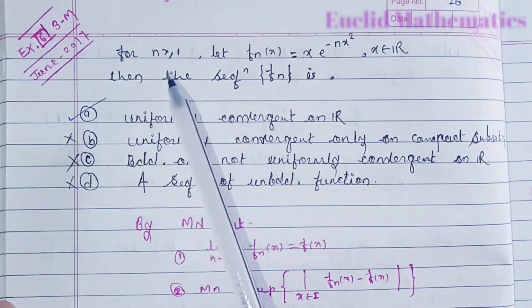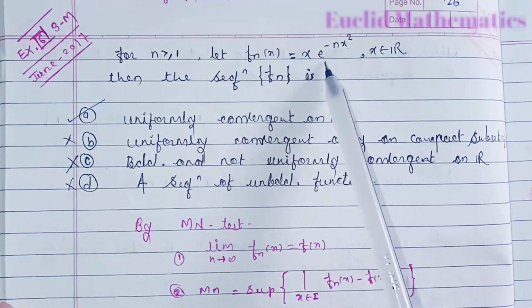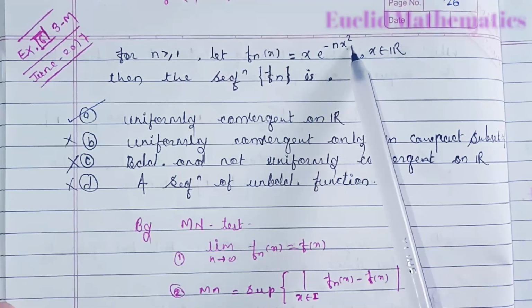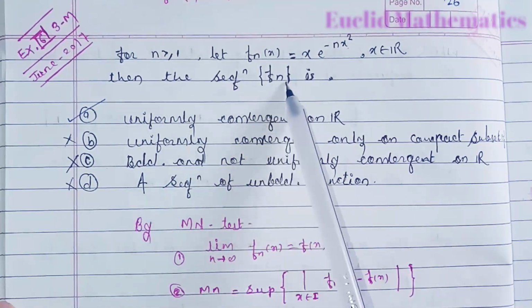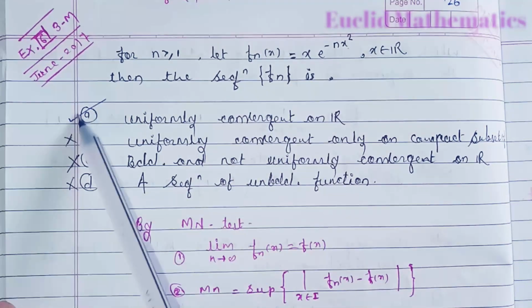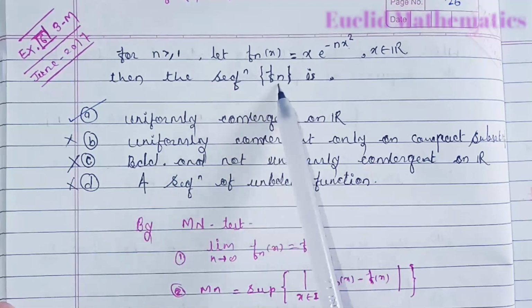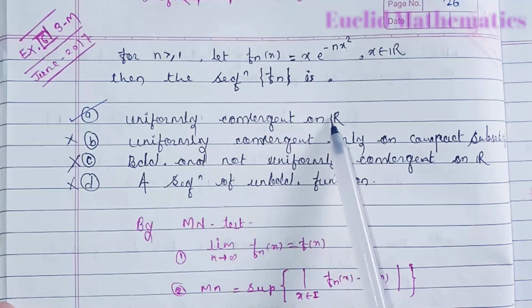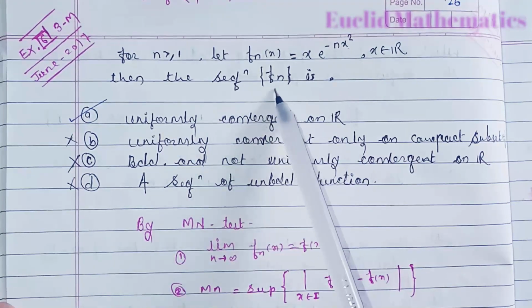So our question is: for n greater than or equal to 1, a sequence of functions is given, f_n(x) equal to x multiplied by e raised to minus n x squared, and x belongs to the real numbers. Then we have to check which one of the options is true for the sequence of functions f_n. First option: f_n is uniformly convergent on R. That means for every value from the real numbers, our sequence of functions is uniformly convergent.